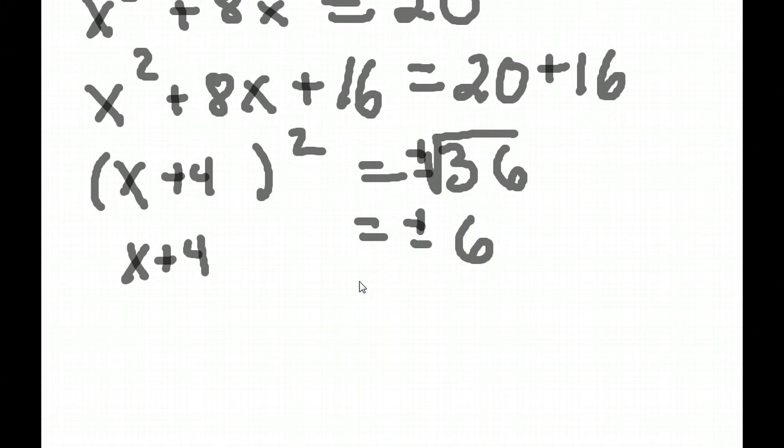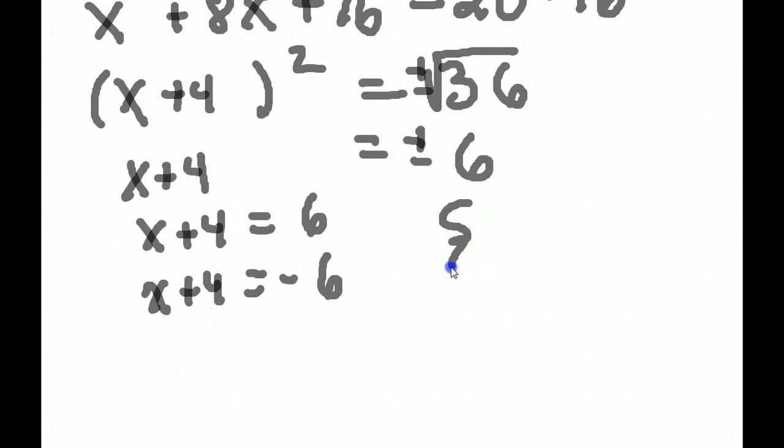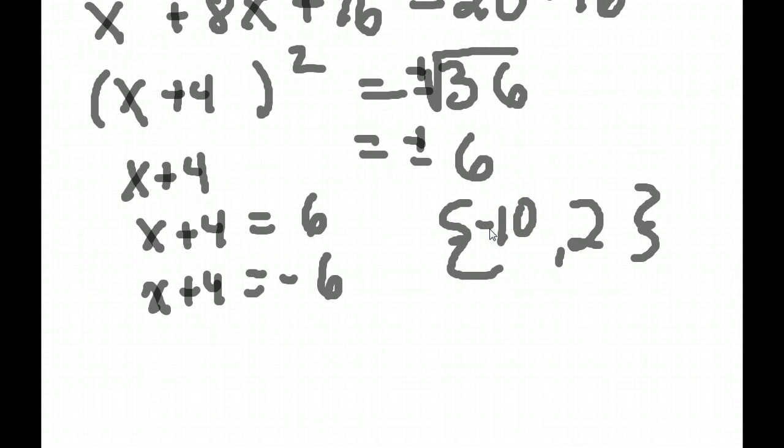Okay, so now I have x plus 4 equals positive 6, x plus 4 equals negative 6. Oh, okay. Plus or minus. So what are our two roots? What does x plus 4 equals 6 end up being? 2. And then what is x plus 4 equals negative 6? Negative 10. Yes, negative 10. So our two roots are {negative 10, 2}.